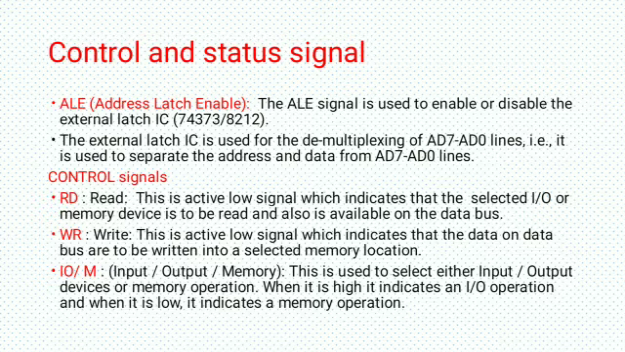The next one is IO by M bar. This is used to select either input or output devices or memory operation. When it is high, it indicates IO operation. When it is low, it indicates the memory operation.